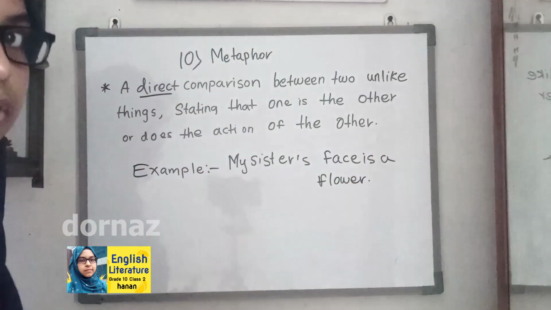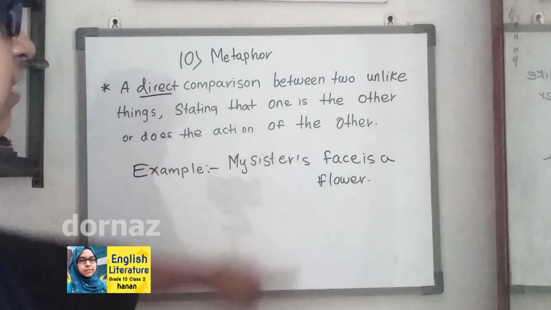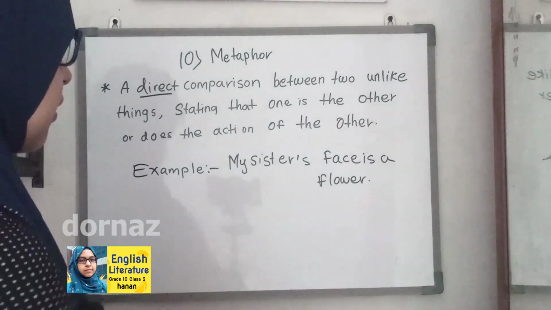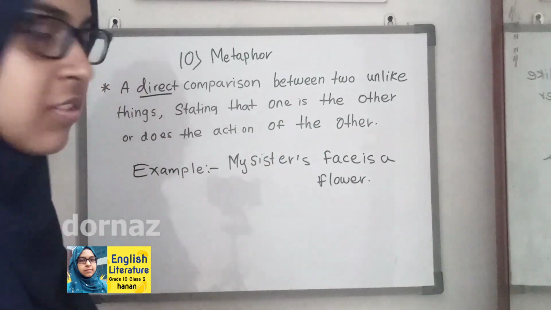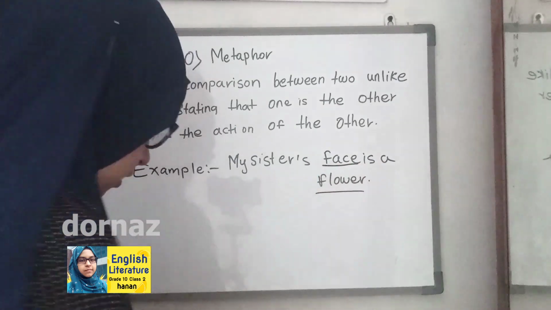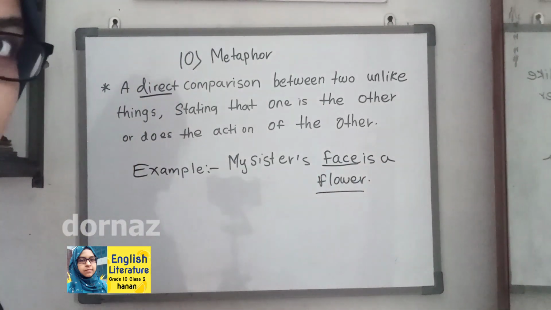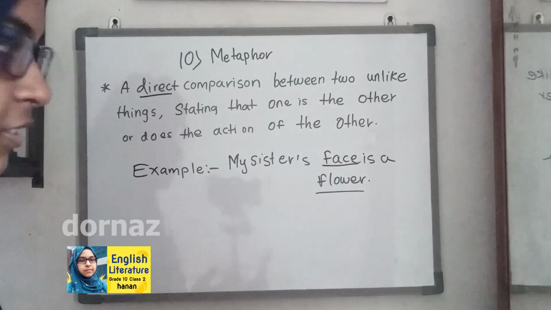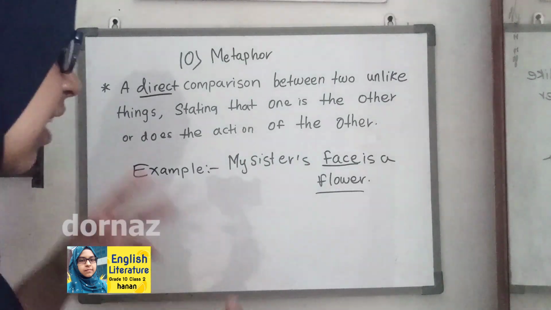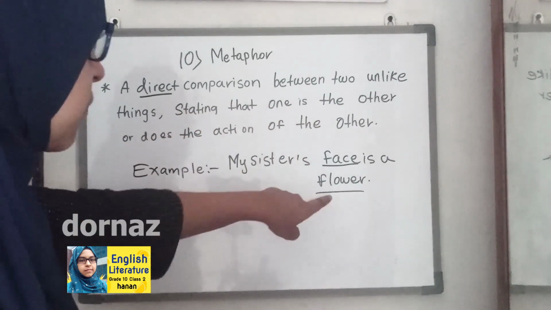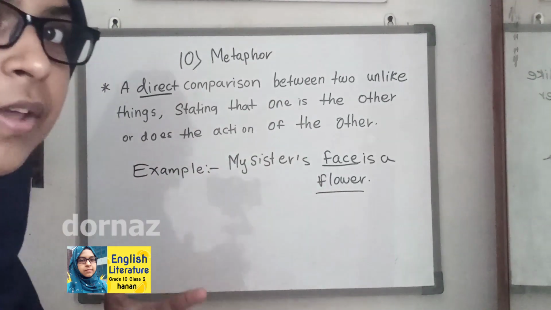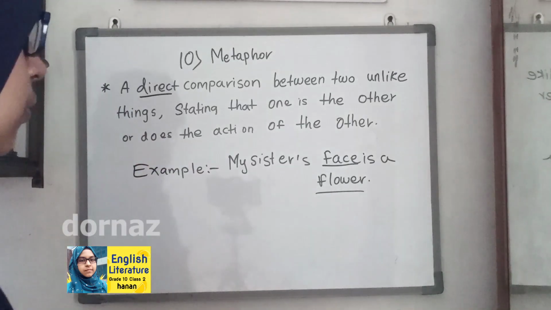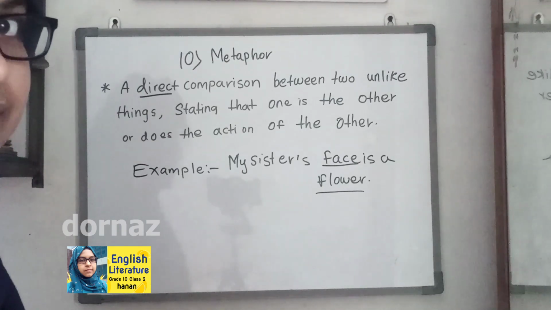This is a similar example that I told you earlier. My sister's face is a flower. Very same. My sister's face is a flower. Two unlike things. What are those things? Face and flower. Face and flower are very much different. Face is not like flower. Flower is the other thing and face is another thing. So we are stating that one is the other. Face is flower. We are going to compare that directly. We can mention action also, the activity of a thing, like that we can say.